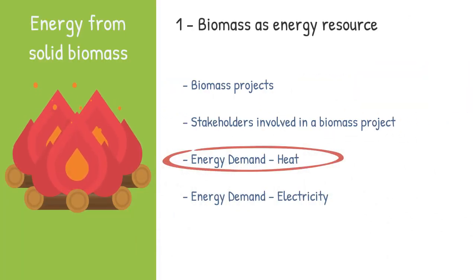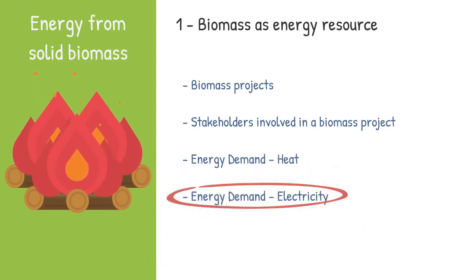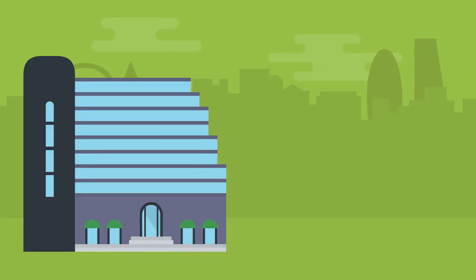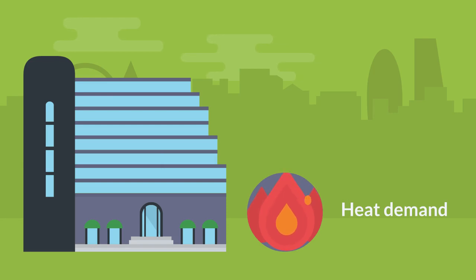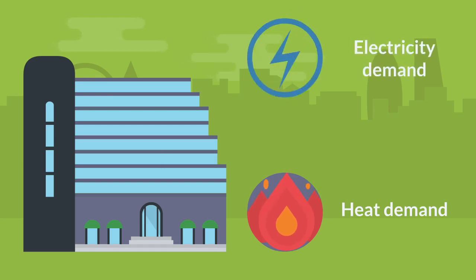After analyzing the calculation of heat demand for the biomass project, let's finish this part of the course with the forecast of electrical demand. When sizing an energy supply solution, the first and foremost design parameter to determine is the expected demand, specifically the heat demand and the electricity demand.